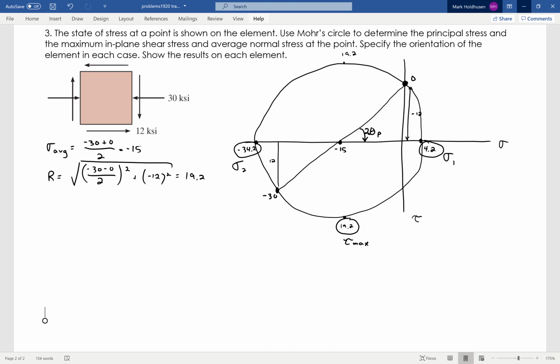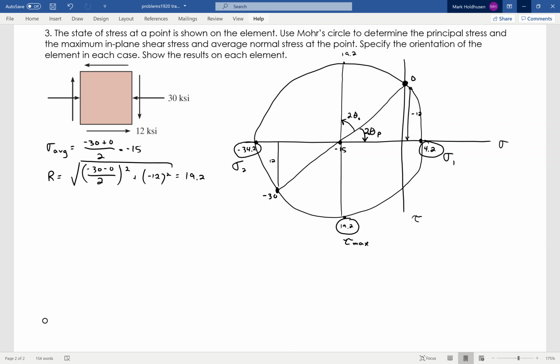And then to get to my other orientation, where my maximum shear stress is, I rotate in the other direction, 2θs. And notice, again, those are 90 degrees apart, they're right angles, but of course with that factor of 2, that's the 45 degrees that separates the principal stresses from the maximum shear stresses.